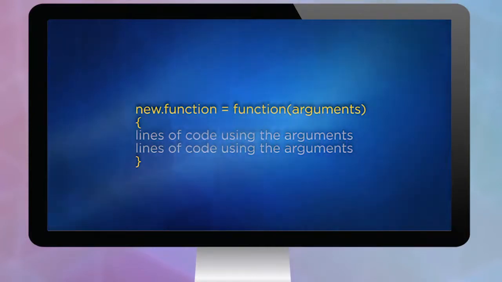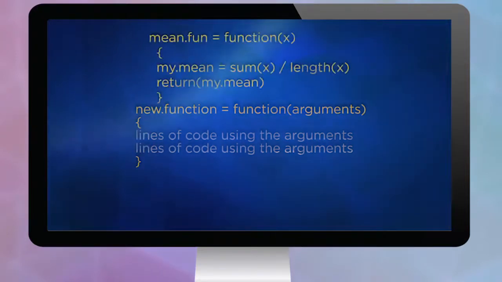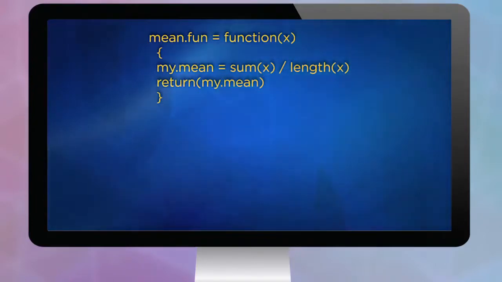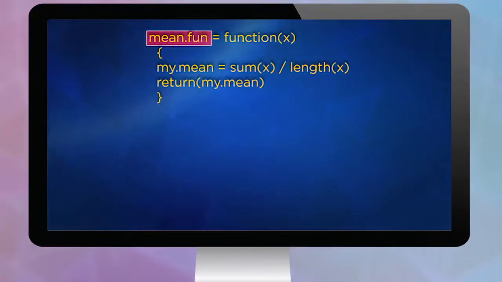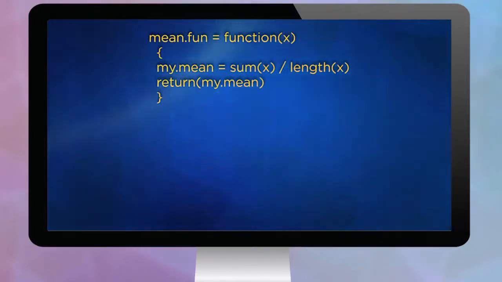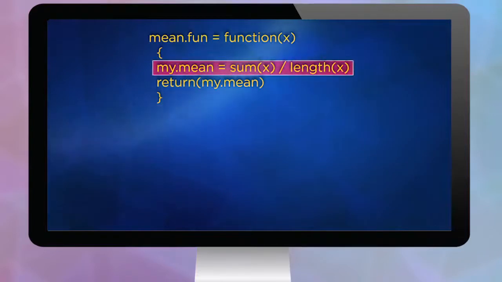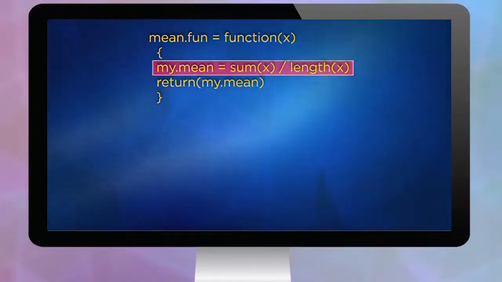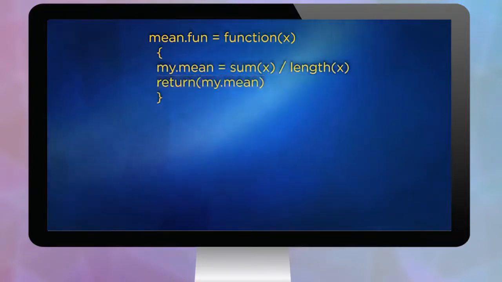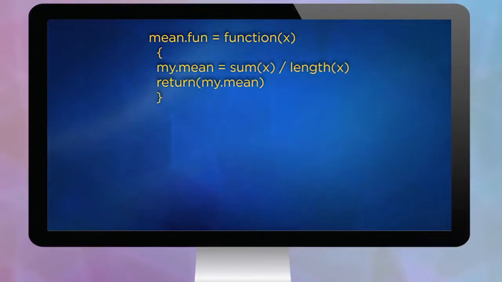And on the inside, between those two brackets, go our lines of code using arguments. For example, look here. We can create a custom function that replaces the mean function in R. Check it out. We're going to call that mean.fun, and it's assigned to a function that takes in as its input the data x. There's that open bracket. So I'm going to define my.mean as the sum of x divided by the length of x. That's just what the mean is. And then I'm going to return that value. So here we've created a function that takes a mean of the data set x.